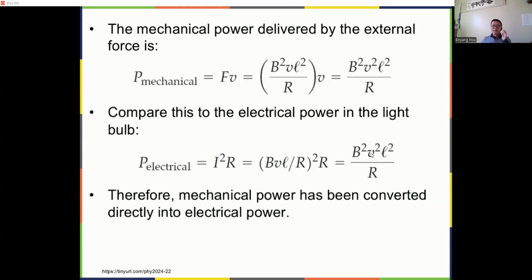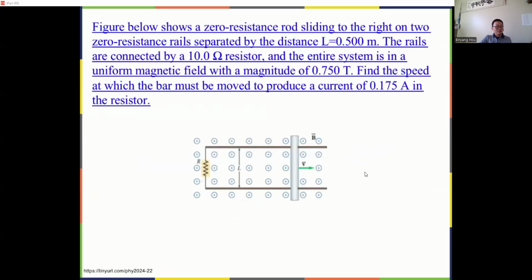So comparing these two powers, the mechanical power you apply and the electric power consumed by the light bulb, you can see they're actually the same, or they equal each other. So this tells you that the mechanical power you put in is converting to the electric power. It's just energy conversion, and that's a simple way to generate electricity.